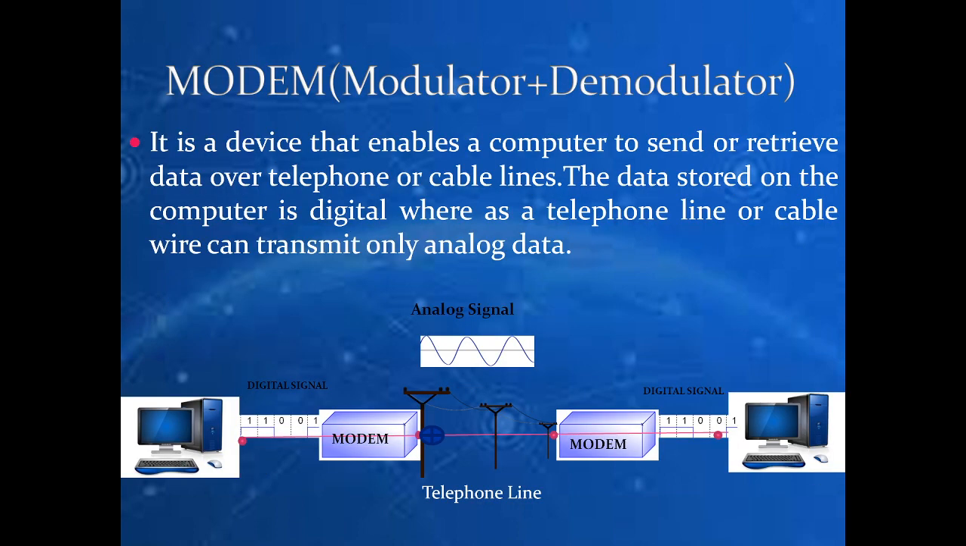So before that let us have one device with us, a very commonly used device for internet connection, that is modem. Okay, so let us discuss what is modem and for what purpose it is being used. When we are talking about modem, the term modem comes from the combination of modulator and demodulator. So basically this device enables a computer to send or retrieve data over telephone or cable lines. The data stored on the computer is digital, whereas telephone line or cable line wire can transmit only analog data.